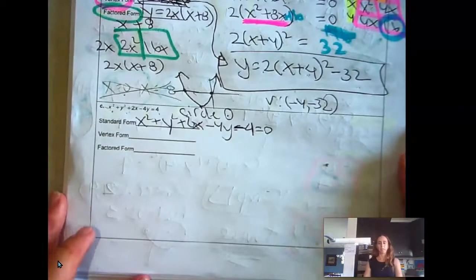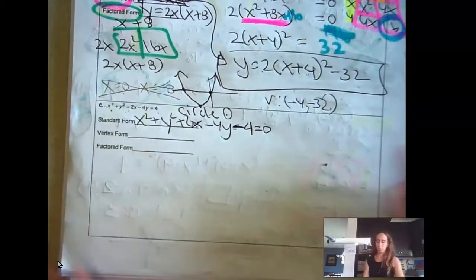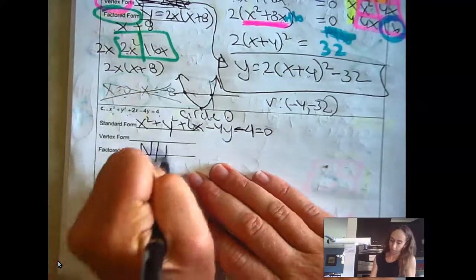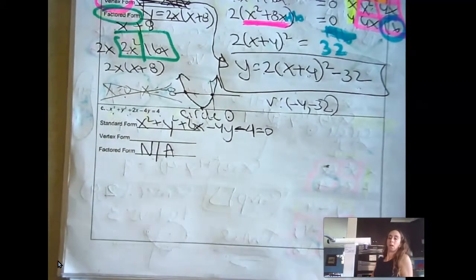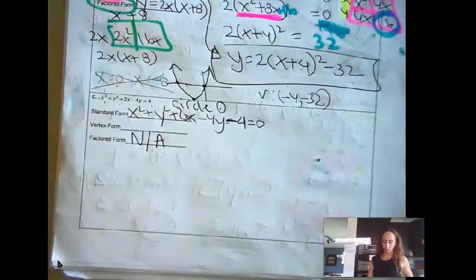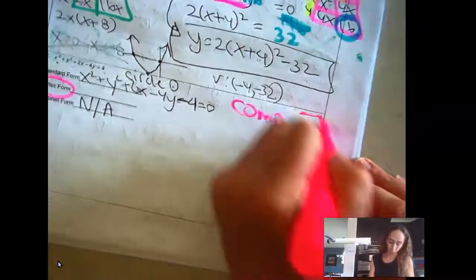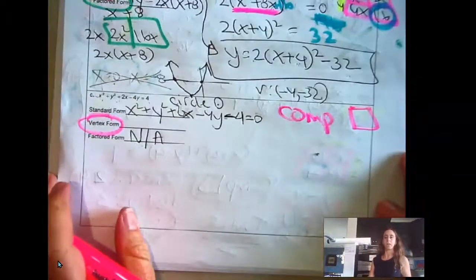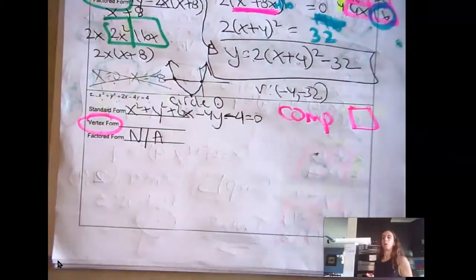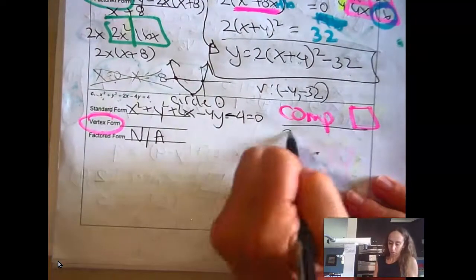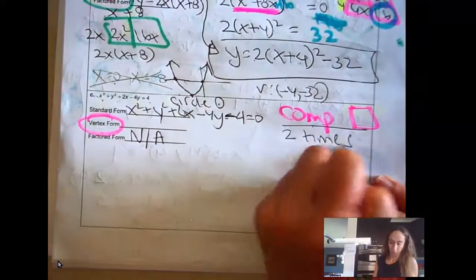Okay? Now factored form. I can't factor this one, so this would be not applicable. Okay? We cannot factor it if it's a circle, but we can find the vertex. How can we find the vertex? We have to complete the square. But since I have an x squared and I have a y squared, I have to do it 2 times.